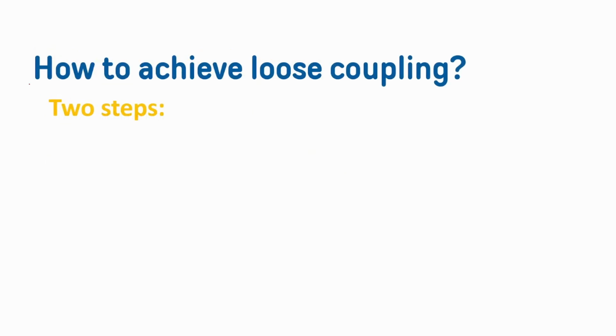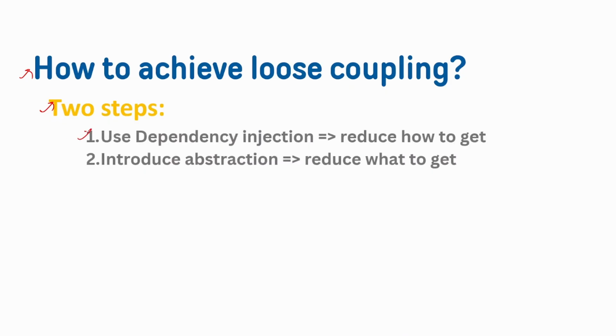So in the previous video, I told you what is meant by coupling and how we can achieve it. Basically, coupling is a two-step process. In the first step, we learned about dependency injection, and in today's video, we will learn about abstraction and what is meant by abstraction. So let's start. Before learning abstraction, let's first try to understand why we need abstraction.